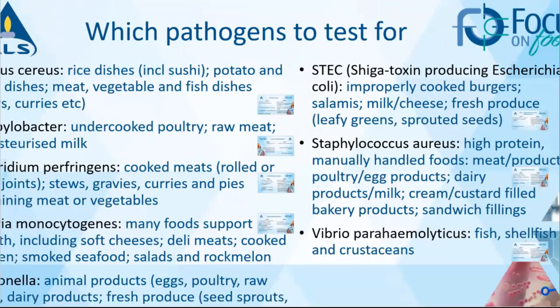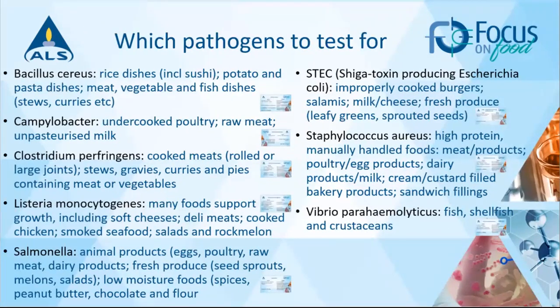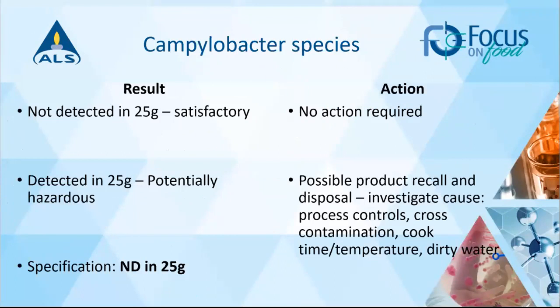Campylobacter is a specific risk in poultry, especially if it's been undercooked. It's a cross-contamination risk in raw meat and unpasteurized milk. Specification for Campylobacter species in any of these types of products is not detected in 25 grams of product. A detection should lead to an investigation, root cause analysis.